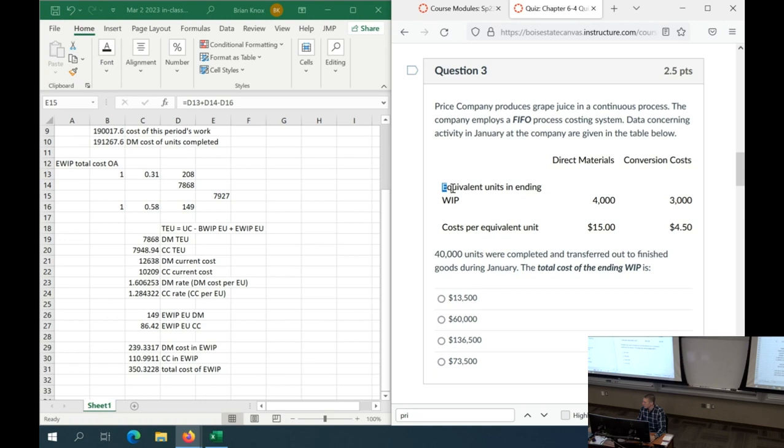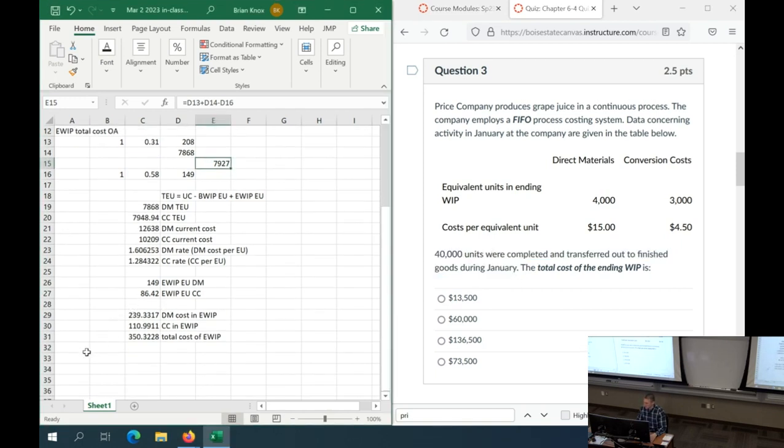All right, so we have our equivalent units in ending WIP with respect to direct materials and conversion costs, and we have our rates with respect to direct materials and conversion costs. And quite frankly, I think it's just that simple. We can multiply these two and then add them together. This is a good red herring here to throw you off potentially. So this is the Price Company, total EWIP cost, and we have our DM and CC.